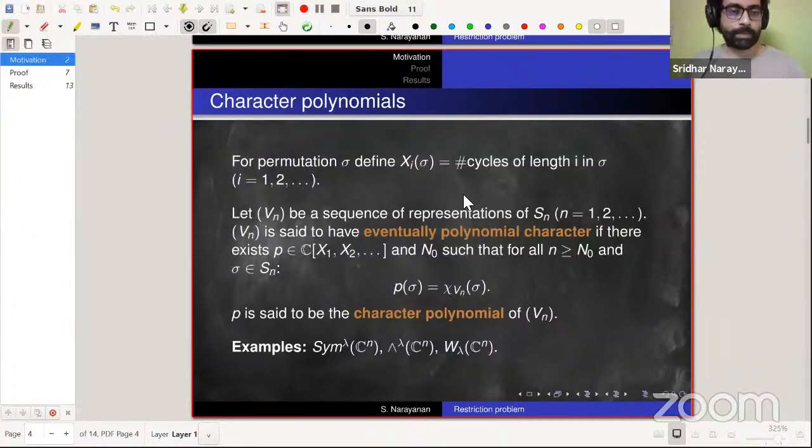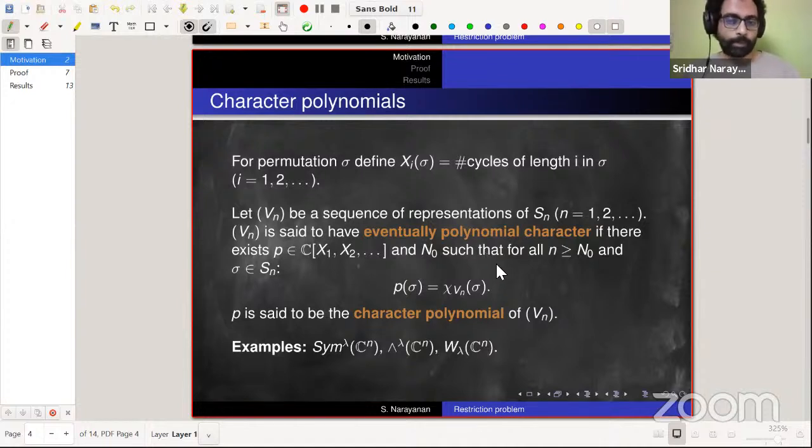So if you have a sequence of representations of symmetric groups, so in this sequence, V_1 is a representation of the symmetric group S_1, V_2 is a representation of symmetric group S_2, etc. And if you have such a sequence, the sequence is said to have eventually polynomial character if there is a polynomial in these basic class functions X_i such that eventually the value of this polynomial on a permutation is equal to the character value of V_n on that permutation.